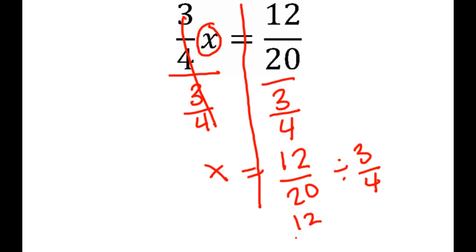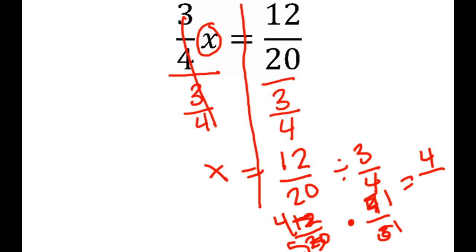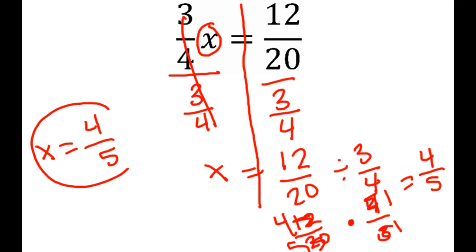And then we keep, flip, and change. 3 goes into 12, making this become a 4 and a 1. 4 goes into 20, making this a 1 and a 5. Multiply straight across, and we get 4/5. So I'm going to rewrite it over here. X equals 4/5. Circle it, and that's my answer.